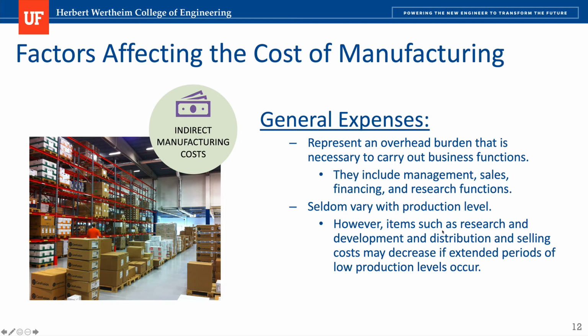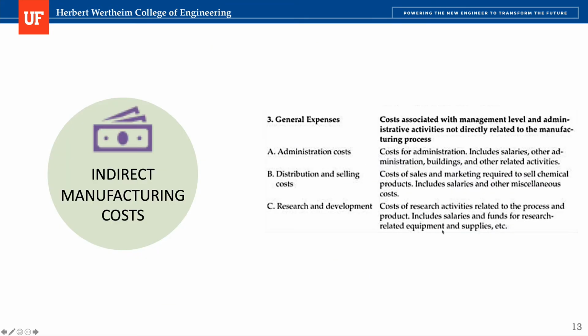functions. They're seldom varied with production level. However, items such as research and development and distribution and selling costs may be decreased if extended periods of low production levels occur. In the indirect manufacturing costs, as I mentioned before, right, we have administration costs, and this is the cost for administration, includes salaries, other administration, buildings, and other related activities. Distribution and selling. Cost of sales, marketing required to sell the chemical products include salaries and other miscellaneous costs.